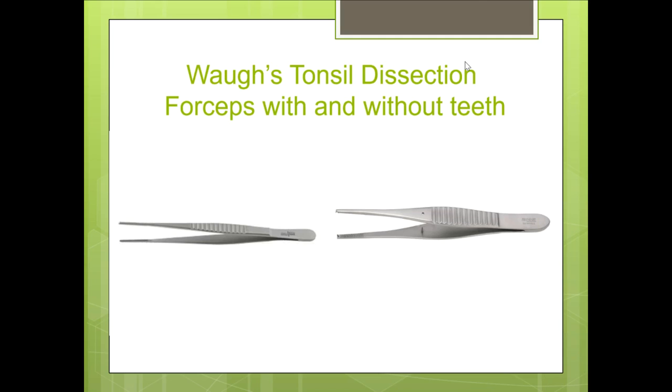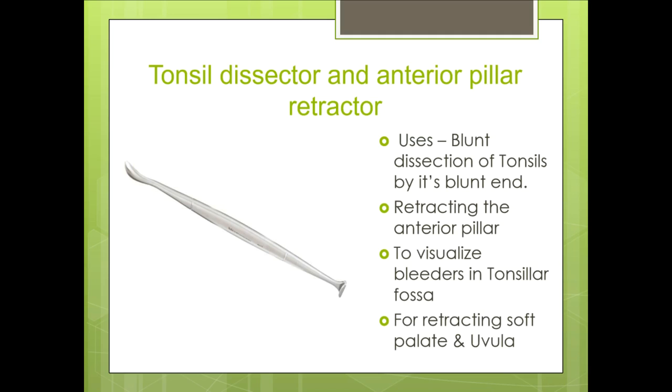These are the toothed and non-toothed forceps. Here you can see the sharp teeth. This is the toothed forceps and this is the non-toothed forceps. These two are also used during the tonsillectomy to give the nick over the mucosa during the dissection and snare method, and also to keep the cotton packs into the tonsillar fossa after removal of the tonsil.